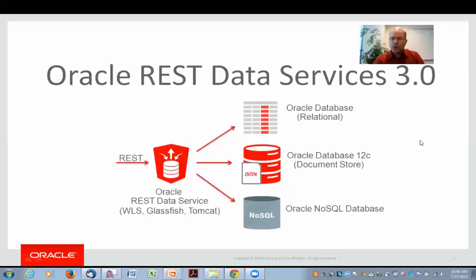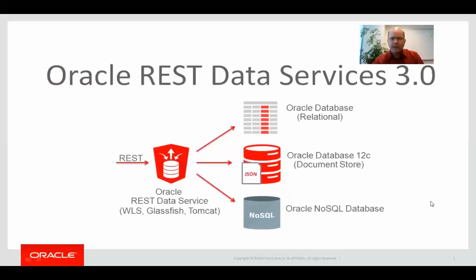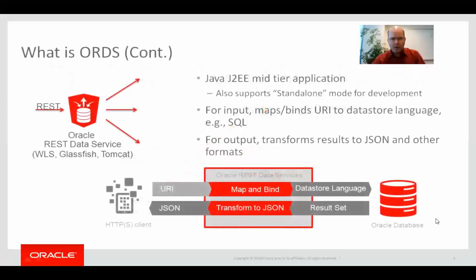So let me drill down a little bit first about how ORDS works, and you can see how the support for other data stores is achieved. ORDS is a mid-tier application. It runs in application servers like WebLogic or Tomcat, or in a standalone mode for development and testing. But basically what it does is pretty simple. It maps HTTP requests to data store language handlers. It does the mapping to the handler and binding variables and so on.